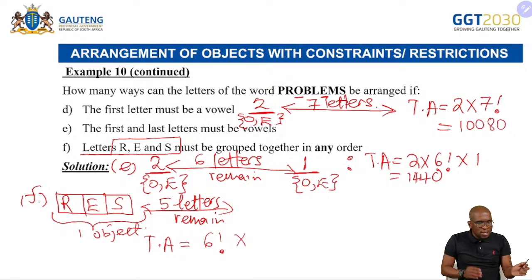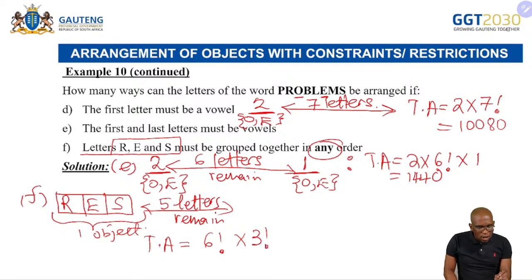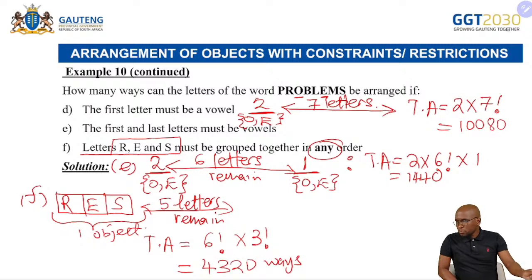However, the letters R, E, and S must be in any order, which means they can also interchange positions. So we can do that in 3 factorial ways. Remember, if they just said the letters R, E, and S must stand together in that order, it means that they cannot interchange positions. But they said in any order, which means they can interchange positions. That can be done in 6 factorial times 3 factorial ways. That should be 4320 ways.